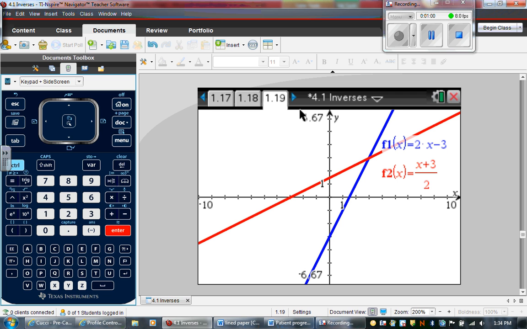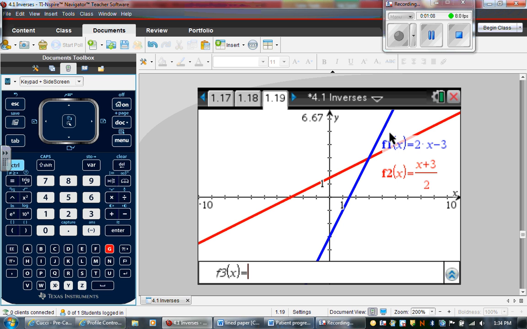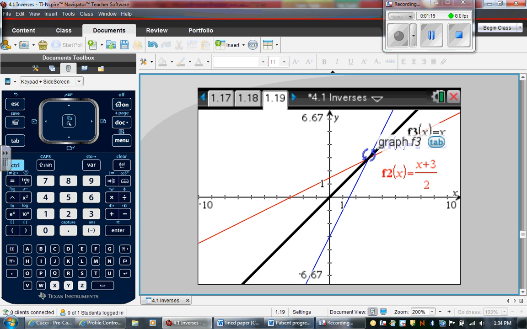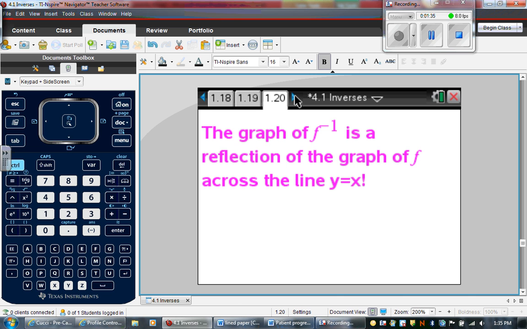Okay, if you take a look at these graphs, what you notice is this is actually a reflection. The inverse is simply a reflection over the line y equals x. And if you notice when I graph this, they all intersect. That shows that each one is a reflection of the other over the line y equals x. All right, so again, the graph of f inverse is a reflection of the graph of f across the line y equals x.